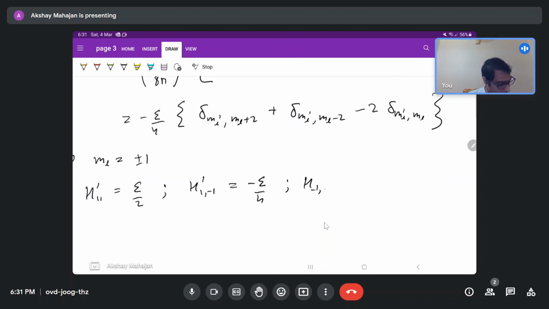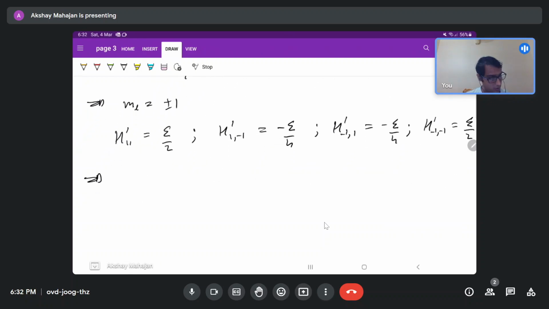Similarly, we will have the minus 1 term. The first term will be 0. The second term δ(ml'), it is minus 1 and plus 1, minus 1 minus 1, that will give us 1, and the third term will give 0. So again we will have minus ε/4. And the last element that we will have is minus 1 comma minus 1 prime, where for minus 1 again we have it from the last term only, where ml' equals ml, so we get ε/2. Okay, so these are our matrix elements.